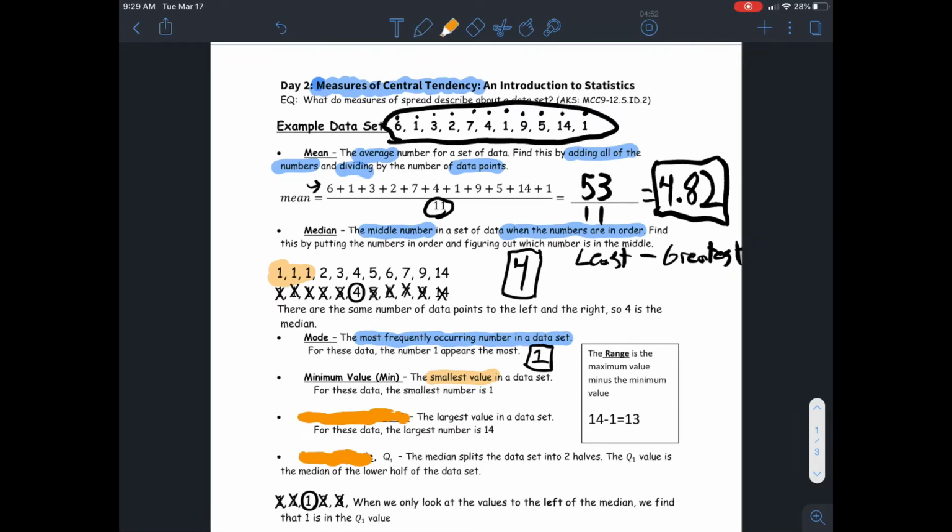When we find the range, we use the maximum value and the minimum value. Just like the minimum is the smallest number, the maximum is the largest number. In our data set, we can see that our maximum is 14 and our minimum is 1. So our range would be 14 minus 1. Our minimum value would be 1, and our maximum value would be 14.